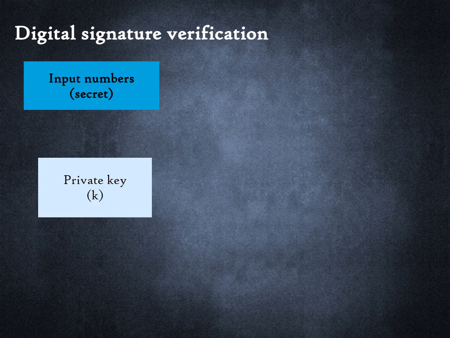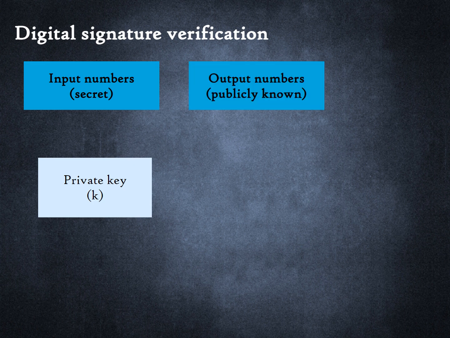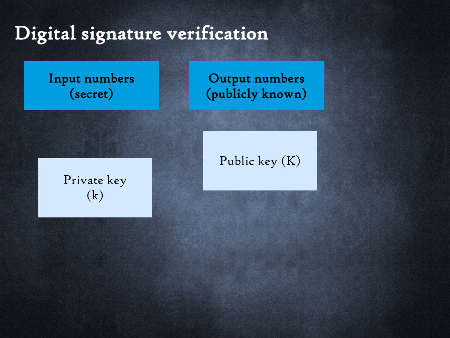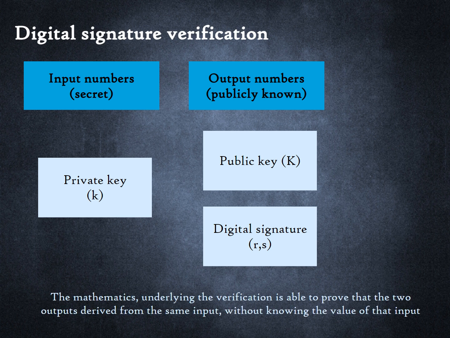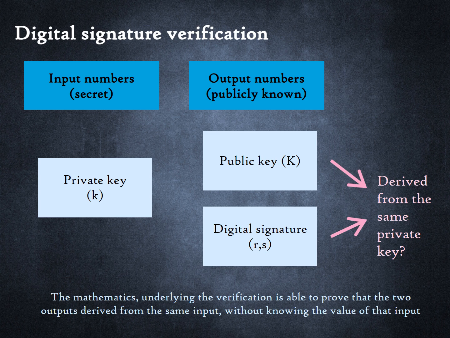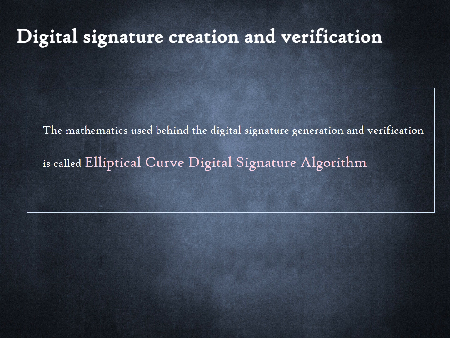There is one number, which is an input. This number is the private key. The input is secret. There are two numbers that are outputs. First is the public key. Second is the digital signature, which itself is a pair of two numbers, R and S. The outputs are publicly known. The mathematics underlying the verification is able to prove that the two outputs derived from the same input, without knowing the value of that input. The mathematics used behind the digital signature generation and verification is called elliptic curve digital signature algorithm, or ECDSA.